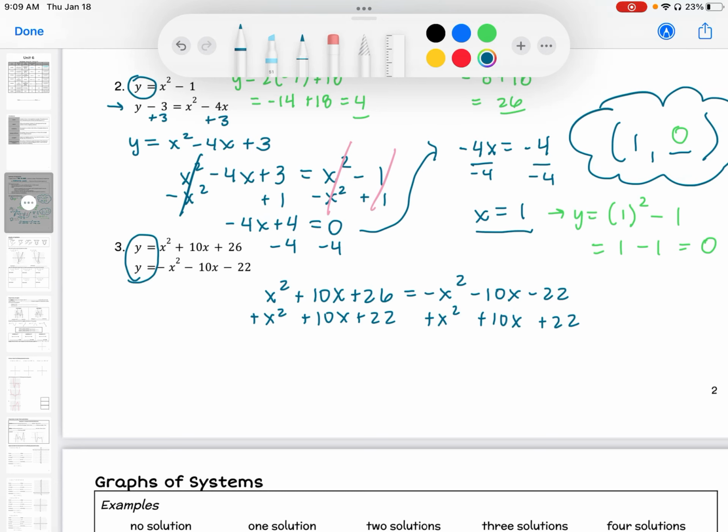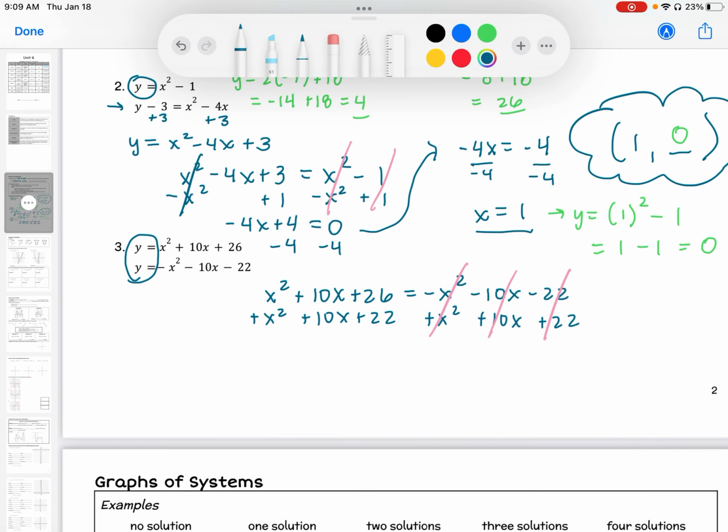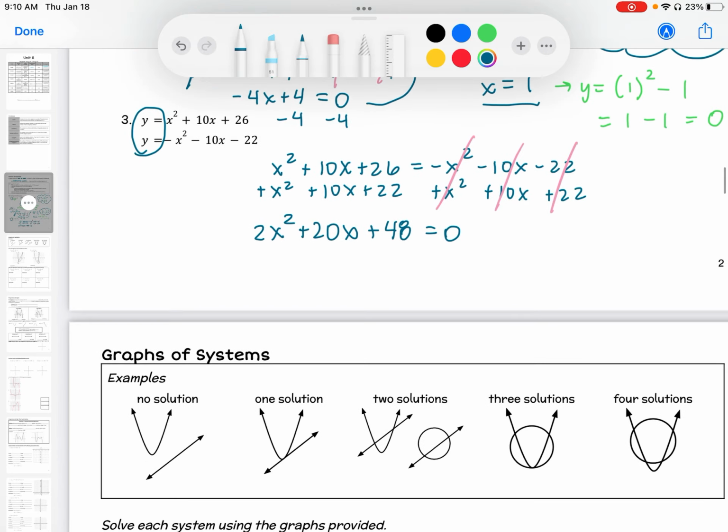All right, everything on the right side should cancel because that was our goal. So that cancels, that cancels, that cancels. And then we're going to go to the left side. So we'd have 2x squared plus 20x plus 48. And that should equal 0. All right, so let's factor this, and that's how we should solve it. So first thing we need to do is factor out a GCF. So our GCF would be 2.